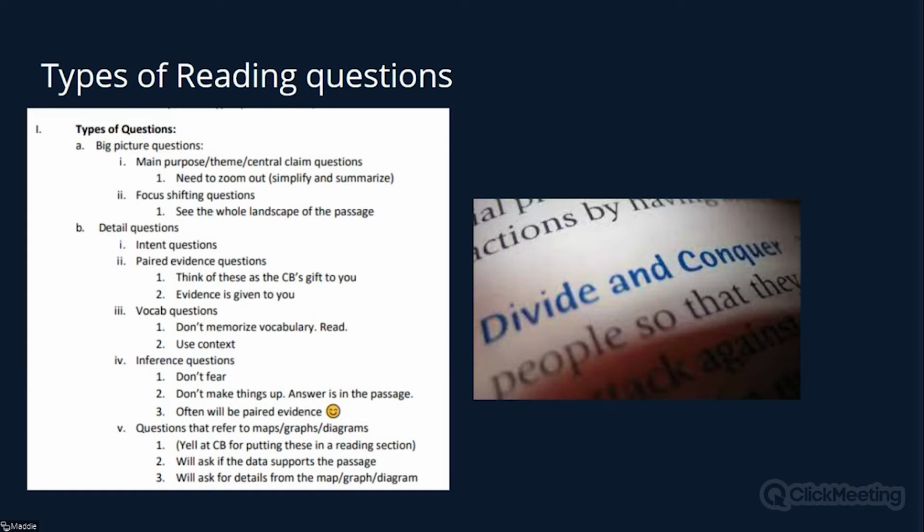Okay, that is the big picture questions. We're going to go to the detail questions now. There are 5 different types that I thought of for that one. The first one is intent questions.